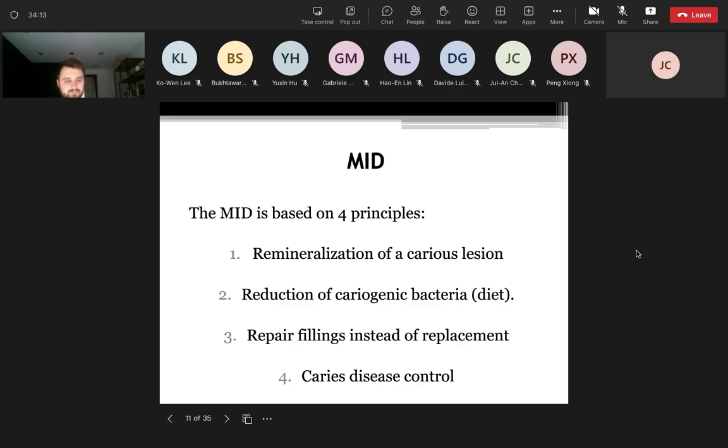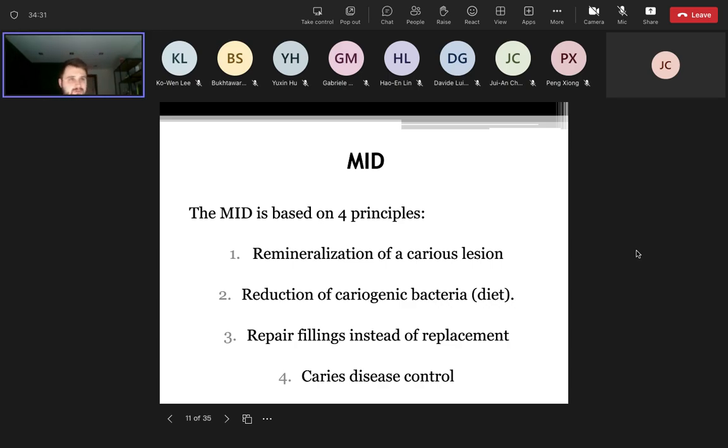So if we've got a cavity which could be repaired instead of replaced, we have to do it. Okay. Sometimes, I don't mean that we have to make 4 or 5 fillings in the one tooth.